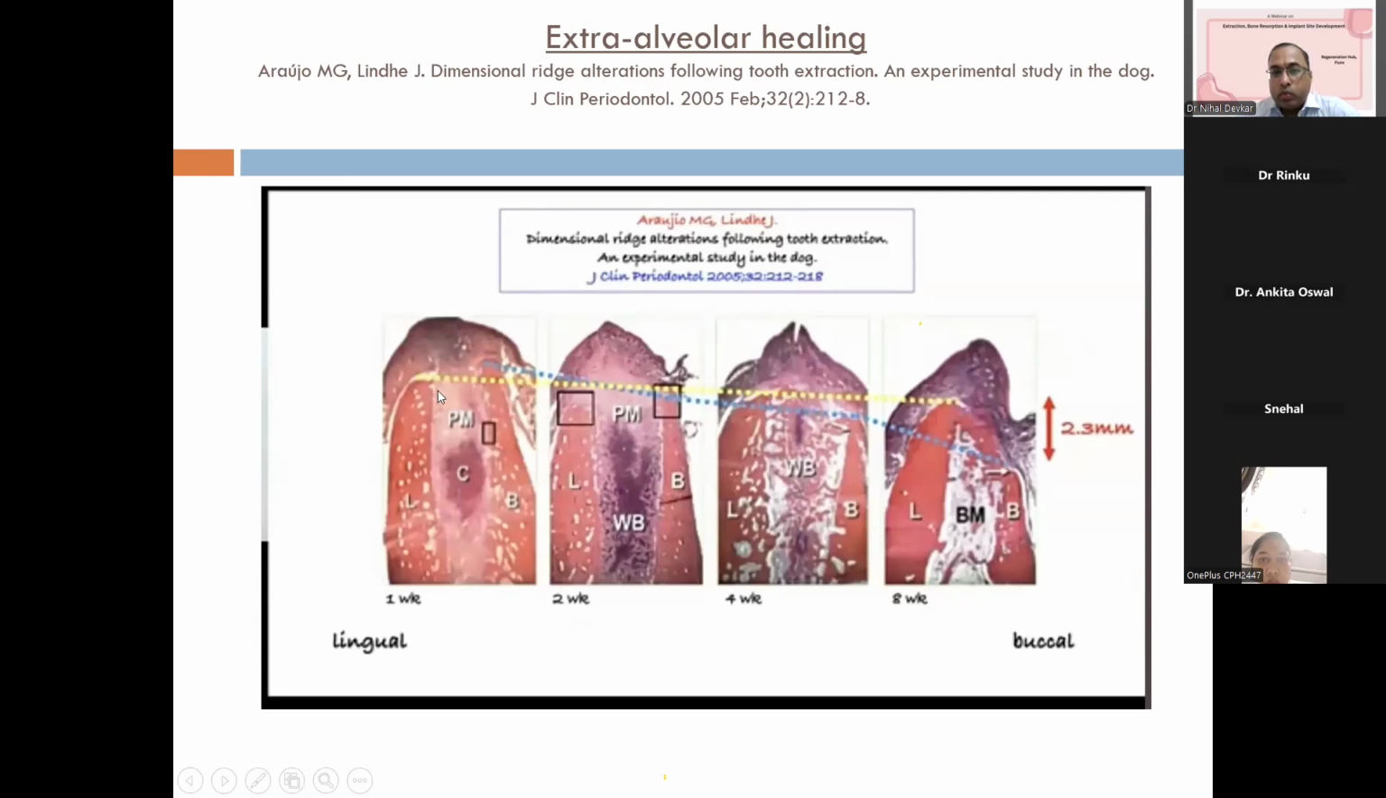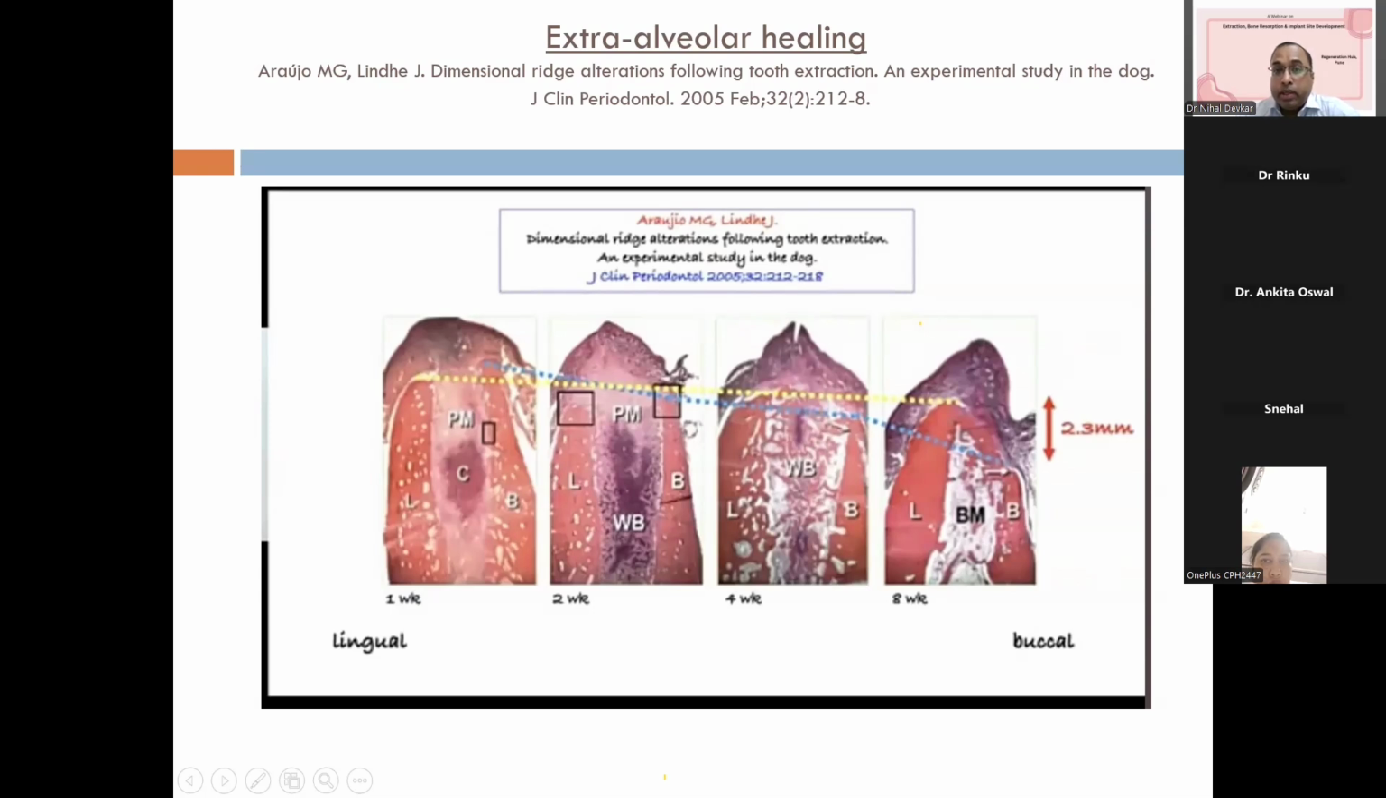The most critical observation was these 2 lines, the yellow line and the blue line. The yellow line signifies the lingual plate, and the blue line signifies the buccal cortical plate. As you can see, over a period of time from 0 to 8 weeks, there is a significant drop, or rather reduction, in the buccal plate height. This particular height measurement was somewhere around 2.3 millimeters.